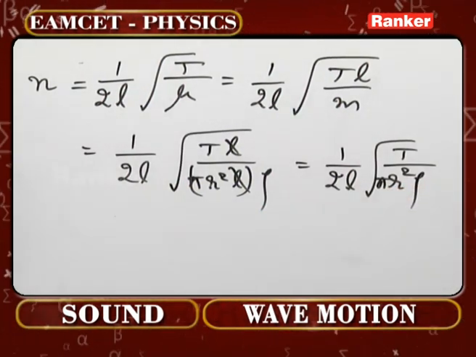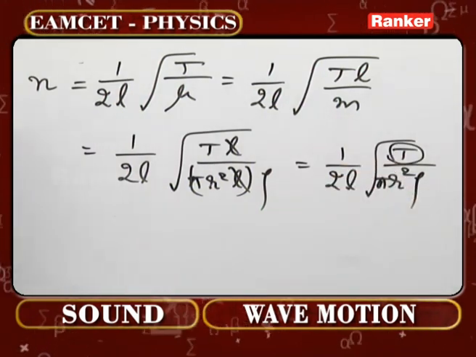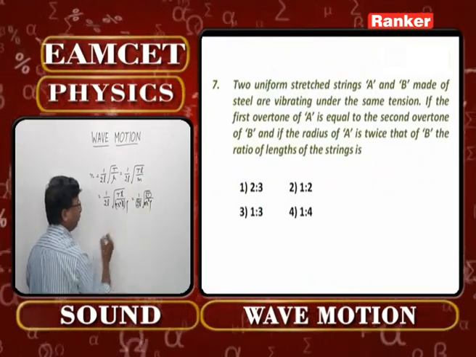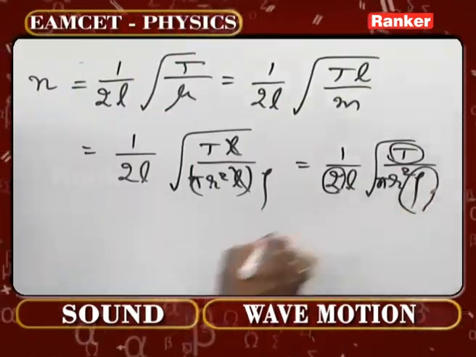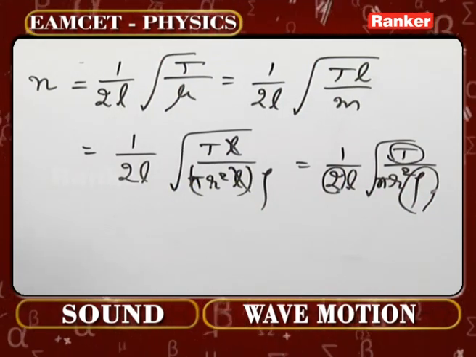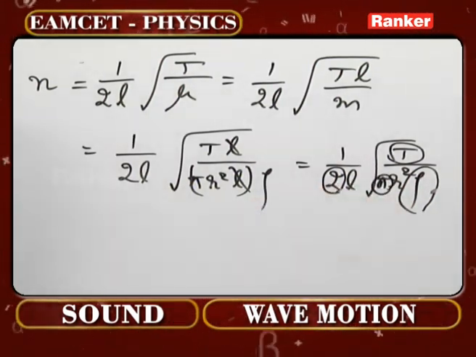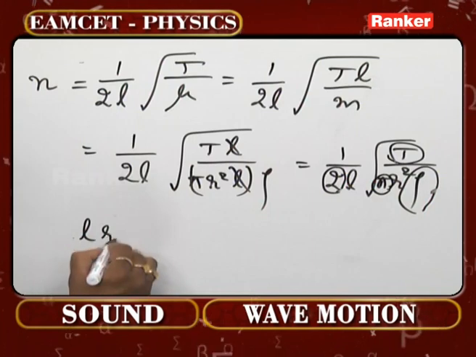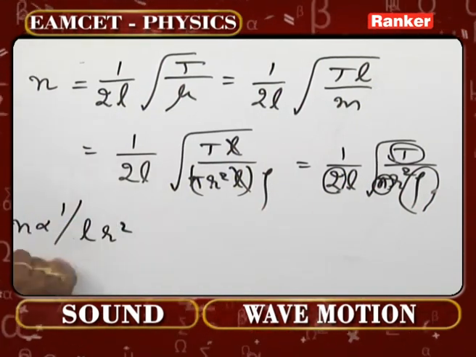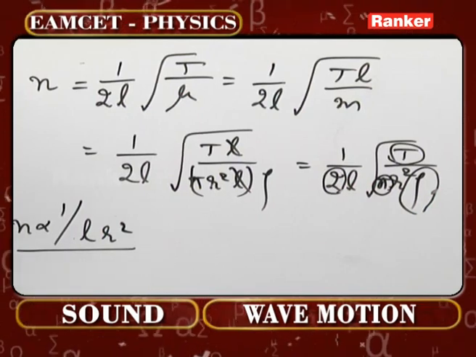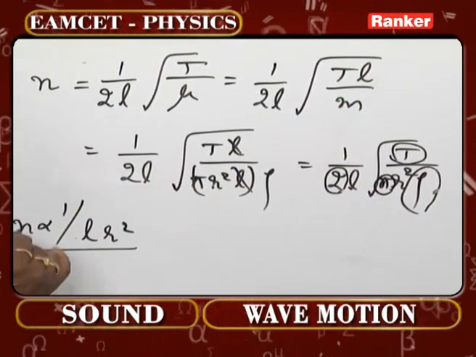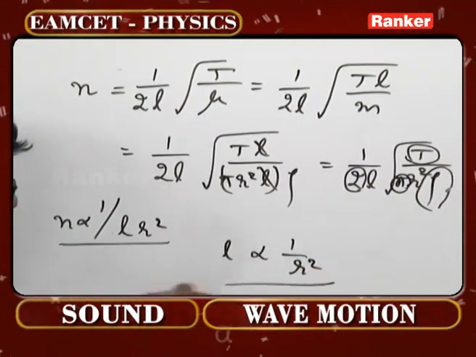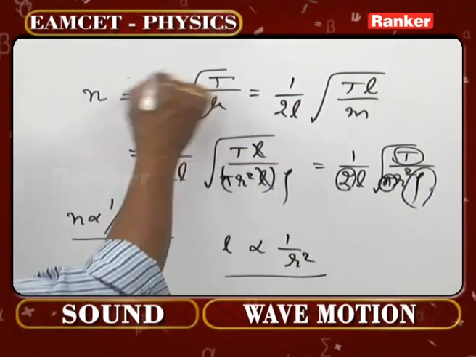That is the formula. But by reading the question you can understand that the tension is constant, as he has mentioned. The 2 is anyhow constant. Rho is constant because both are made of the same material, that is steel. Pi is constant. Then what is the only thing left? L into r square. N is inversely proportional to L r square. That is the concept he is talking about. Out of that, if n is constant, L is inversely proportional to r square. But how to take up this equation?